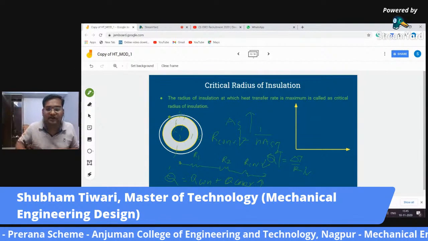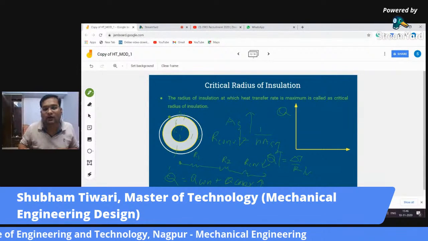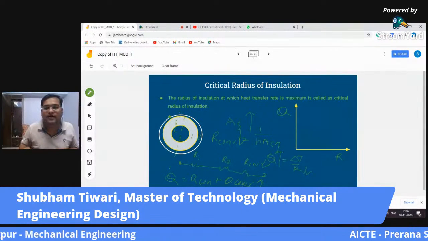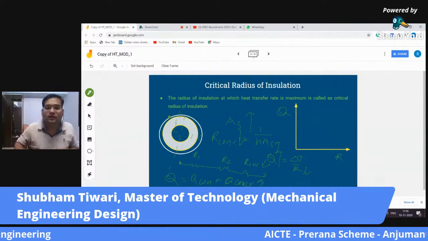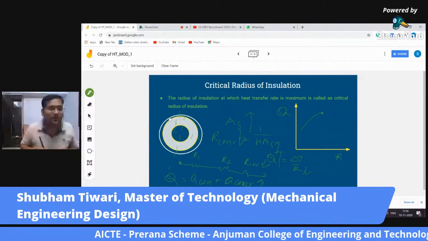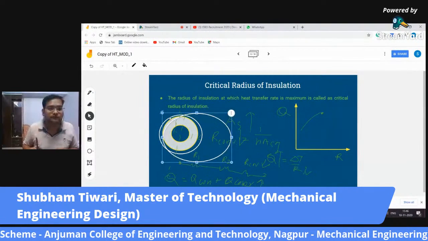It goes on increasing. Let's say on the y-axis we have heat transfer Q, and on the x-axis we have thermal resistance R. So as I told, it will keep going on increasing. But what happens after a certain amount of time?